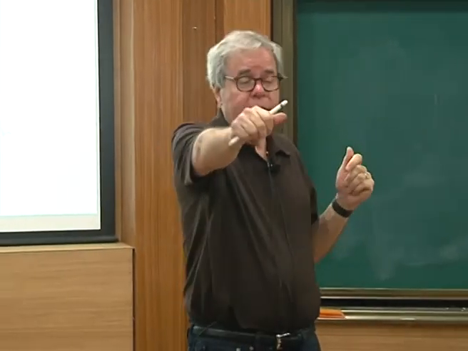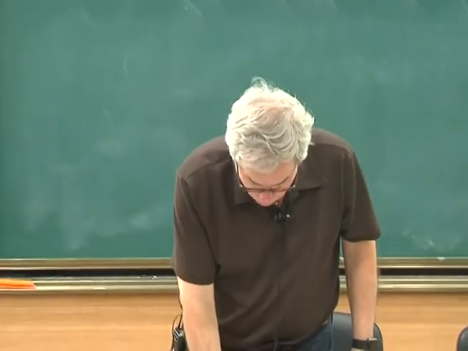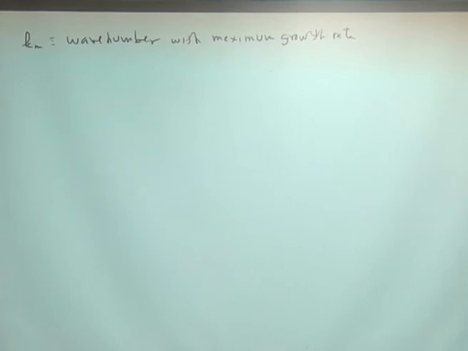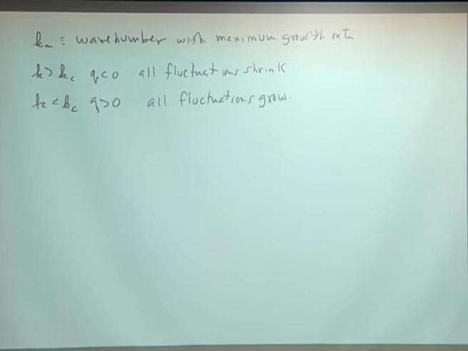So if you wanted an order of magnitude estimate for the length scale, it would probably be something around Km or Kc, but certainly something around Km is what you'd expect to see. So Km, wave number, maximum growth rate. And if you have k greater than k sub c, the critical wave number, Q is negative, and all fluctuations shrink. And if k is less than k sub c, Q is greater than 0, and all fluctuations grow.